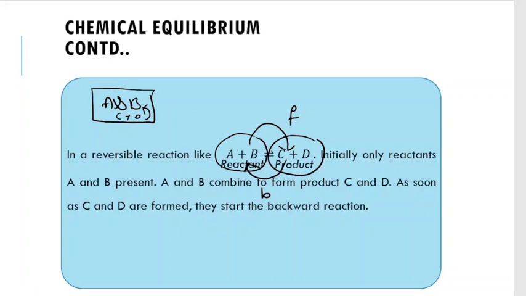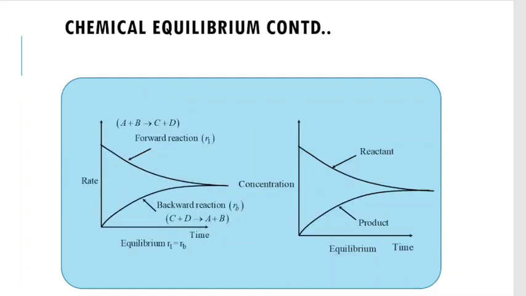Now listen carefully. At a particular stage, how many A and B are converting into C and D, those many C and D are converting into A and B. That means the velocity or the rate of forward reaction became equal to the rate of backward reaction, and that particular stage is called chemical equilibrium. You will understand it better by looking at the graph. Now check the graph once.